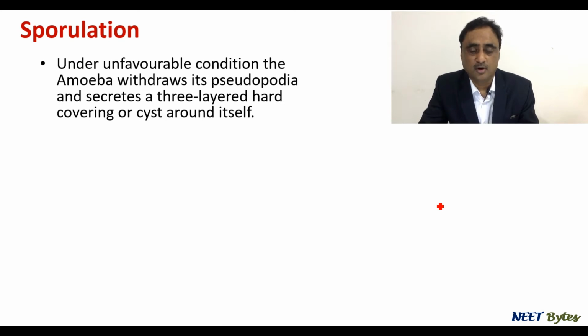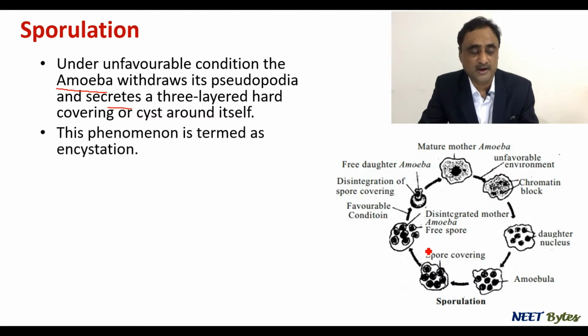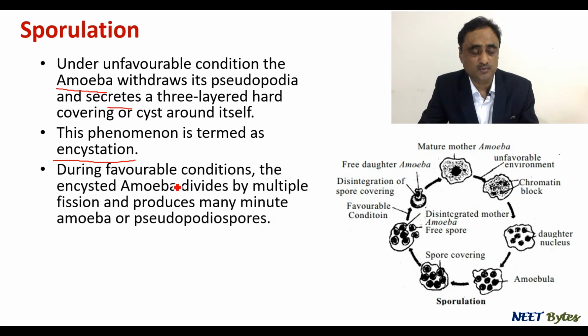Now let's talk about sporulation, mostly observed in bacteria, or we can say in amoeba or protozoa. During unfavorable conditions, amoeba withdraws its pseudopodia and secretes a 3-layered covering or cyst, okay? You can see there that this is encystation that is going to form, right? So this entire phenomenon is called encystation, right? And during favorable conditions, the encysted amoeba divides by multiple fission, as you can see in the diagram, okay?